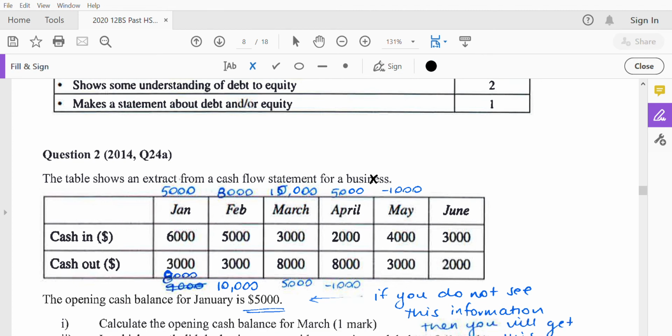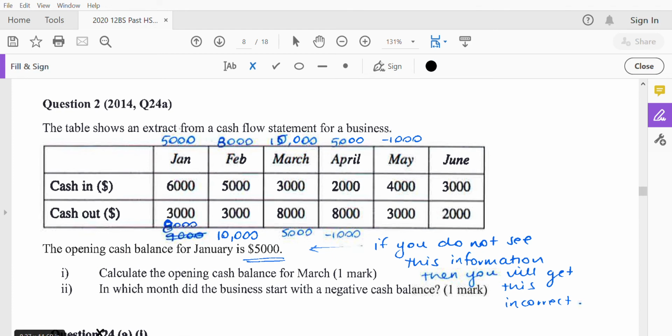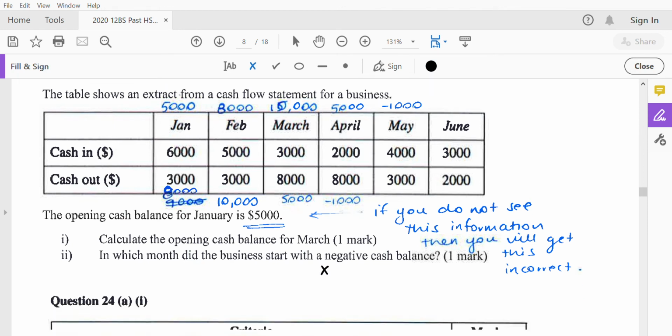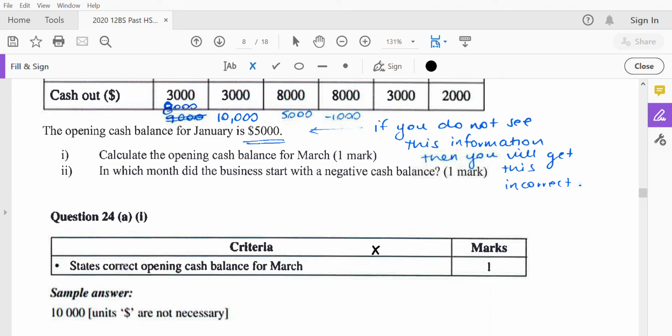So with question 2, this was the 2014 HSC question. Calculate the opening balance for March. And what I've got here is, so here the opening balance for January was 5,000. So you add that 5,000 and then take your calculations over. If you don't see this information, then you're going to miss out on that and you're going to come out with the wrong response. Now, in which month did the business start with a negative cash balance? And that was May. That's when they started with a negative cash balance.